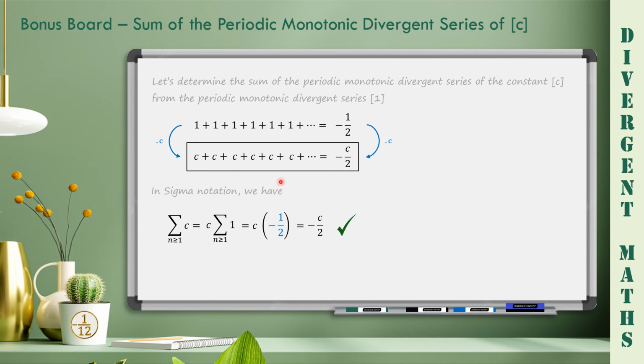And that's the result that we need to know by heart, that the sum of a constant is equal to negative that constant over 2. And that is true not just for c being an integer or rational or real number, it can be any number. C being a complex number or even a quaternion, it will work as well.